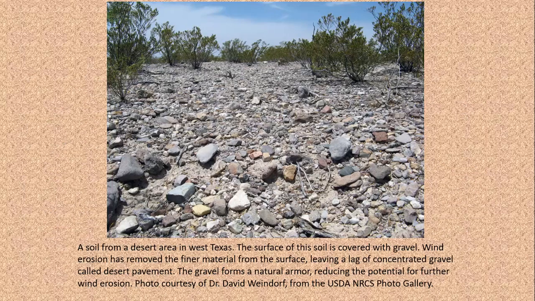This is a picture of desert pavement, and so you can see that basically all that's left are big rocks, gravel, and sand particles, and the wind has removed the finer, smaller soil materials.